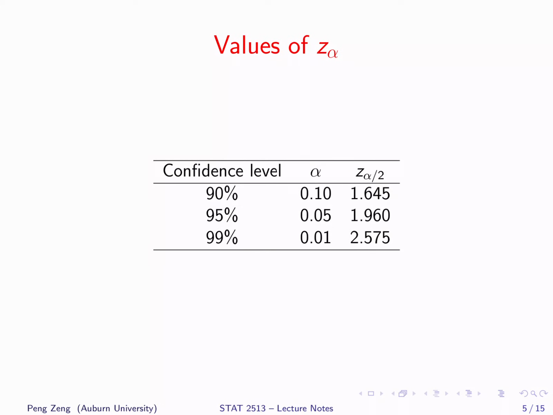In this slide, you can find the value of alpha and Z alpha over 2 for some common confidence levels. You should check this table to make sure that you know how to find these values of alpha. The value of Z alpha over 2 is found using the standard normal table. You can also find it using Excel.